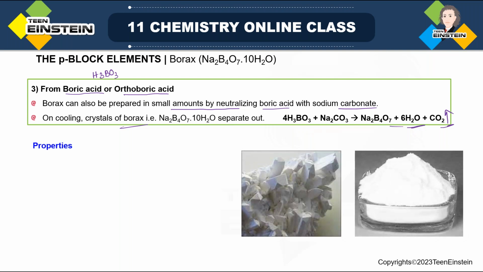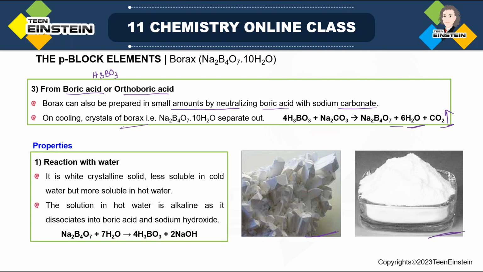Now the properties. Before going to properties, let's see, crystals look like this, but if you make powder out of it, then it will be simply white powder. How does it react with water? It is a white crystalline solid. Regarding water solubility, if we consider, it is less soluble in cold water and more soluble in hot water.